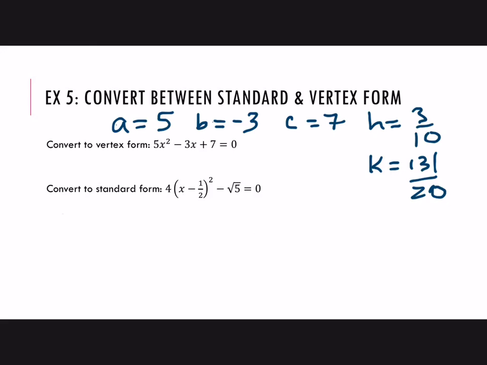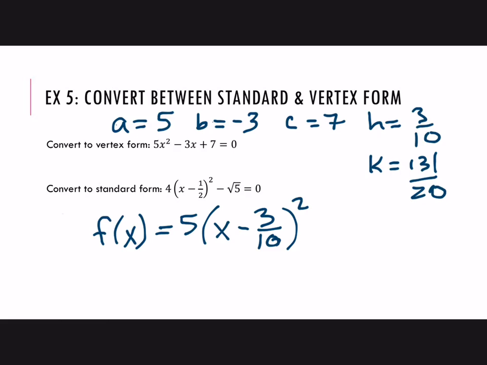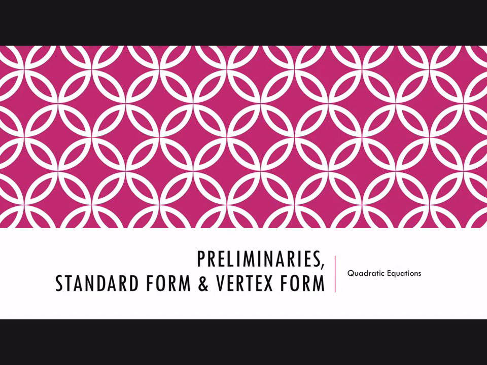Alright, so I have h and k, so the last thing I need to do is write this in the correct form. So I need a, which is 5, times x minus h, which is 3/10, squared, plus k. All right, and that's it. Okay, we'll stop there. So in this video we talked about converting back and forth between standard form and vertex form.